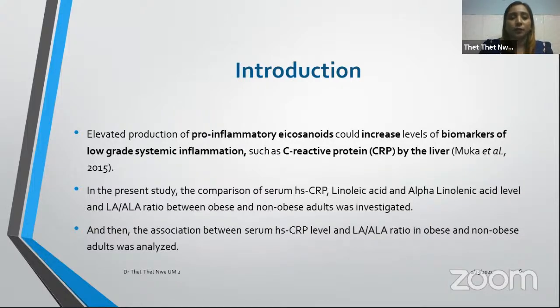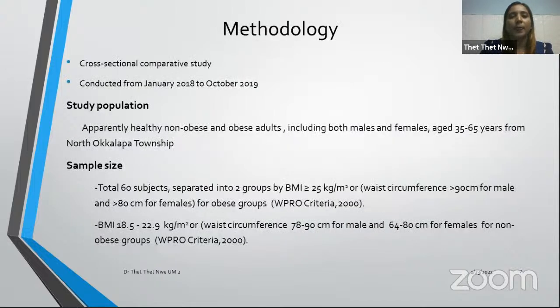the liver. And so, in the present study, the comparison of serum hsCRP, linoleic acid, alpha-linolenic acid, and LA/ALA ratio between obese and non-obese adults was investigated. And then we analyzed the association between serum hsCRP levels and LA/ALA ratio in obese and non-obese adults.